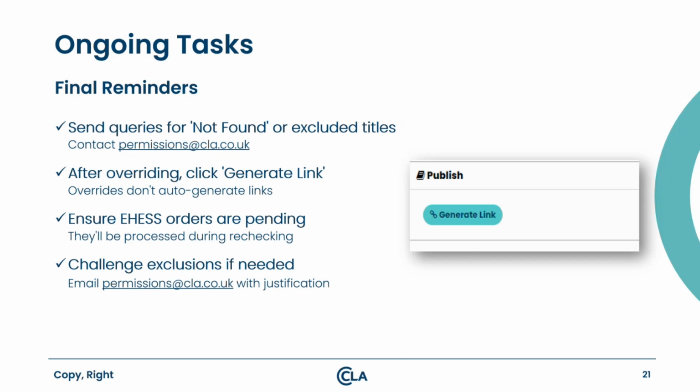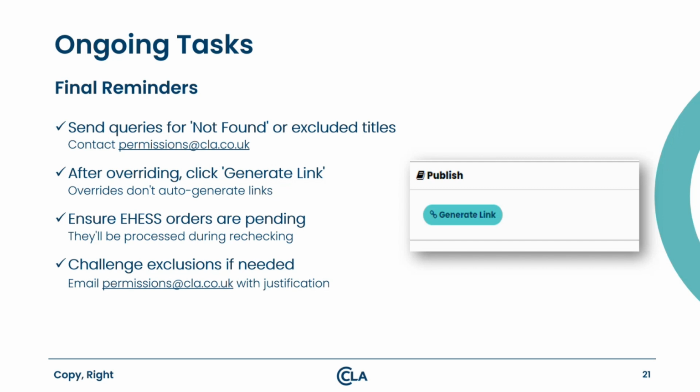To conclude, here are a few ongoing tasks and reminders to keep an eye on throughout the year. If you come across any not found or excluded titles, you can send your queries to permissions@cla.co.uk. And if you override a title that is covered by CLA license, remember this does not regenerate the link. You must scroll down to the bottom of the content request page and click generate link to reactivate it.